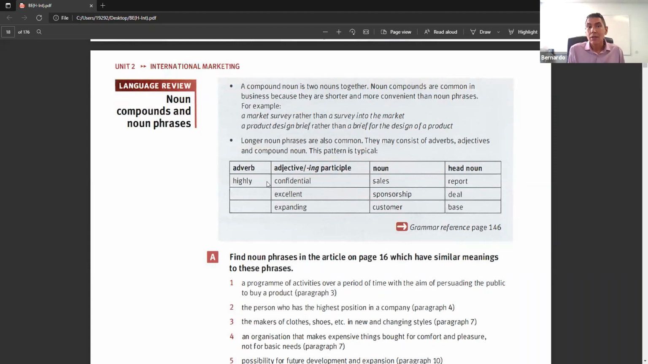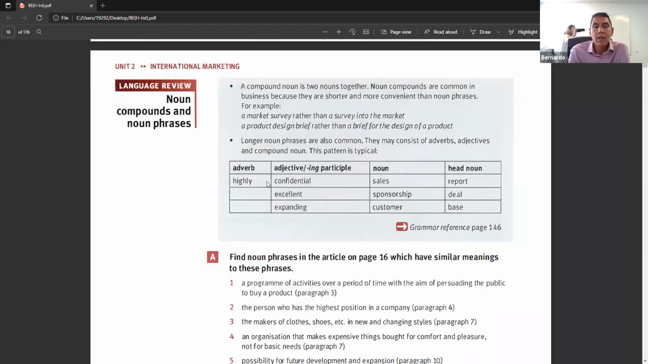So when you say highly, right at the beginning of this phrase, you're letting the listener or the reader know that this is a very important thing I'm going to talk about. So, highly. The next one is confidential. Highly confidential. Very private. Very secret, right? Very discreet information. How do I know that's an adjective? It ends in AL. Confidential. AL is a common way to know that a word is an adjective.